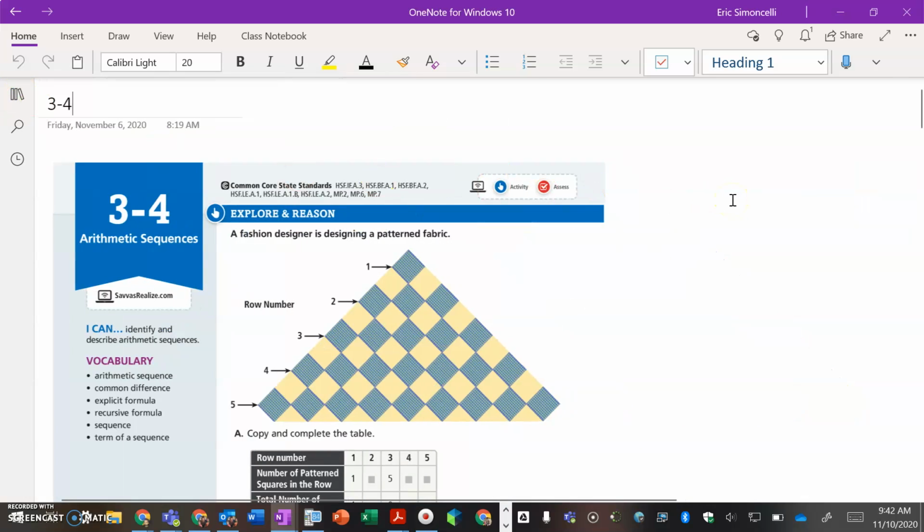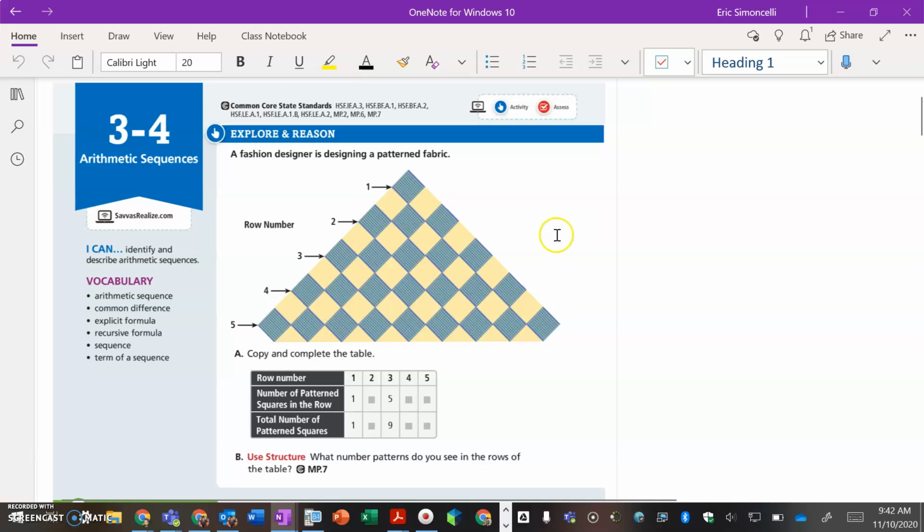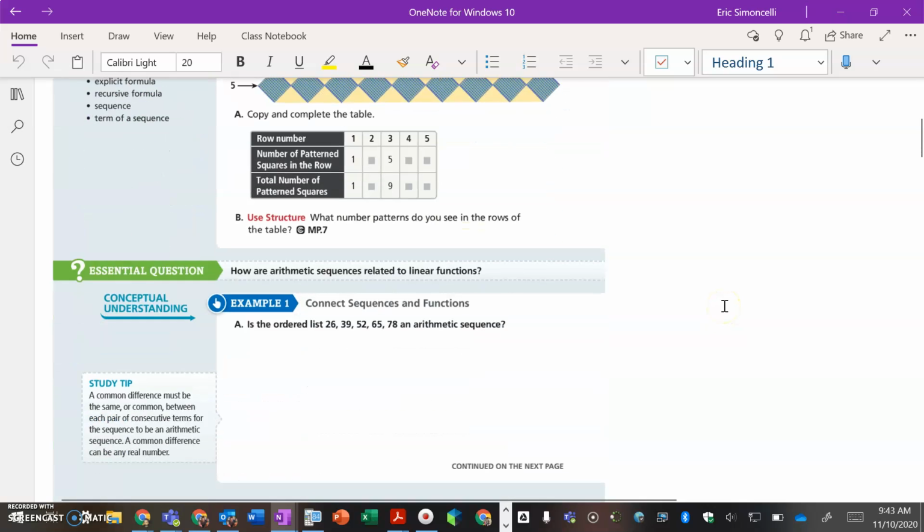To start this discussion for today, I encourage that you take a look at the Explore and Reason, reading through the patterned fabric and depiction in an XY table kind of structure, as you can see, with the row number, number of patterned squares in the row, and total number of patterned squares. Take a look at that, and that'll be something that we could discuss during office hours, but also it nicely segues into our lesson for today.